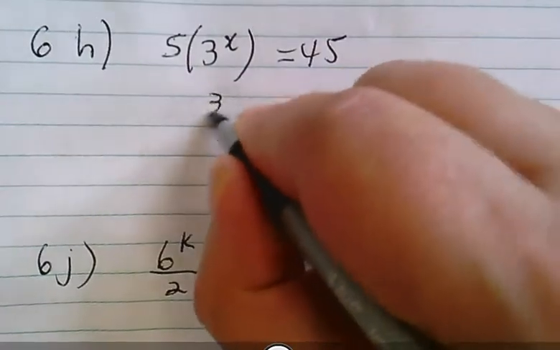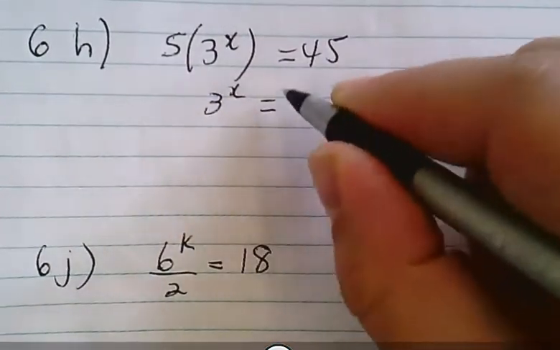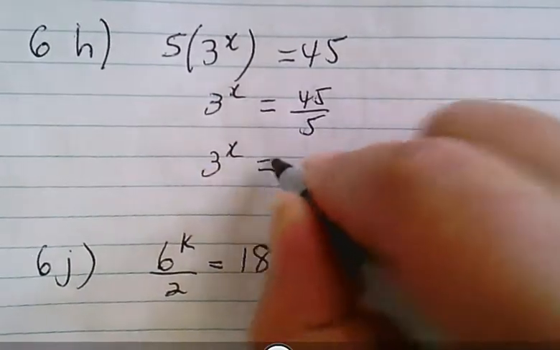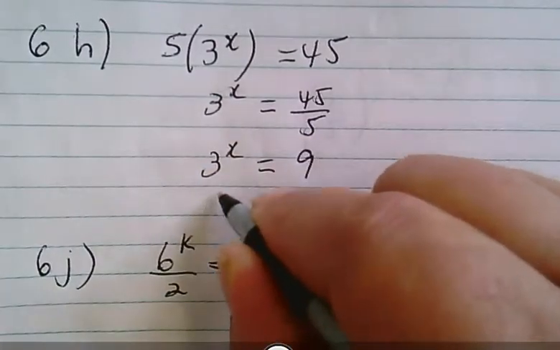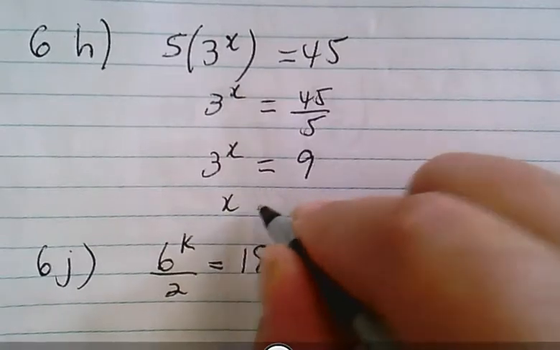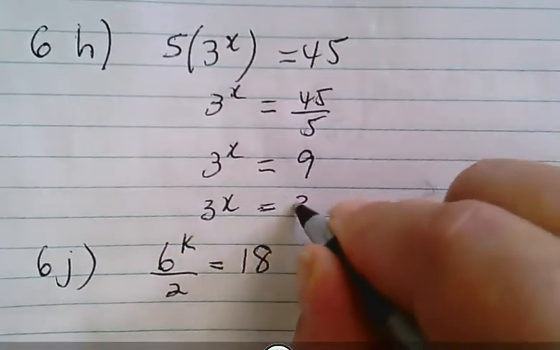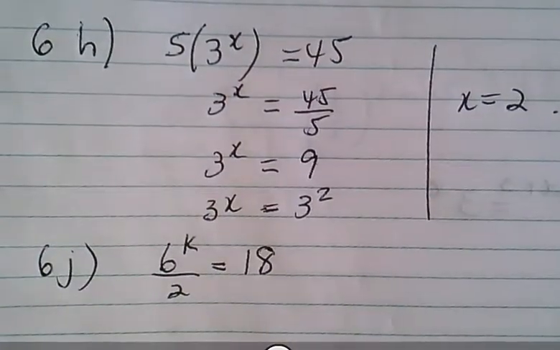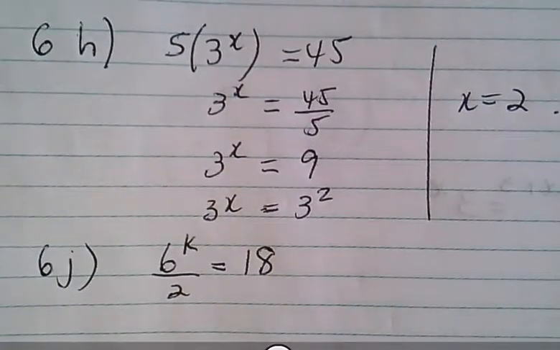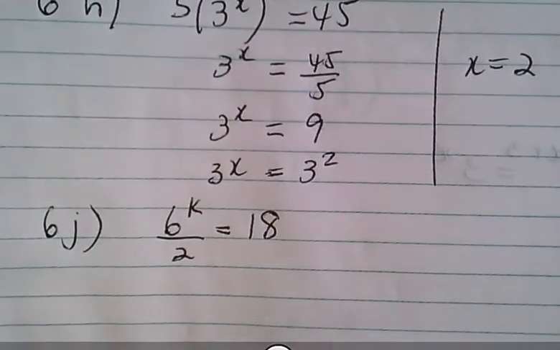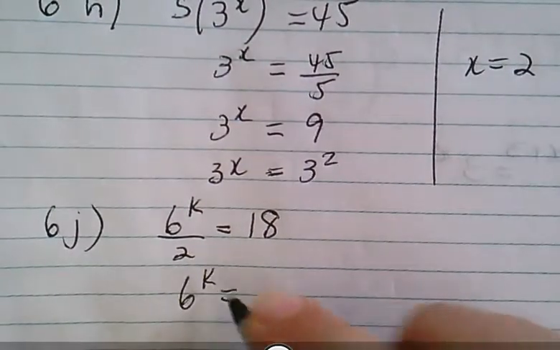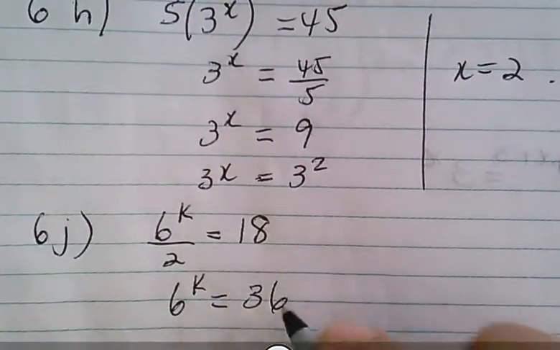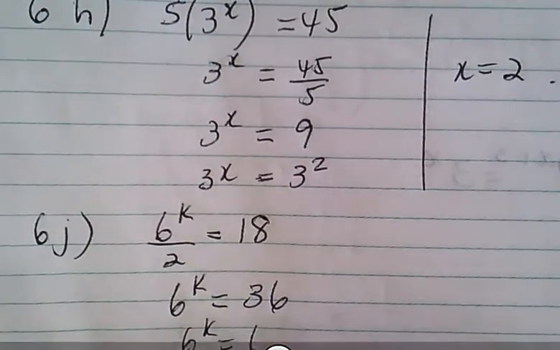Divide by 5, so 3 to the power of x is 45 divided by 5, which is 9. So therefore, we know that 3 to the power of x is 3 squared, so therefore x is 2. Okay, keep going. Next one's fine, easy. Keep going. 18 times 2. So those are easy.